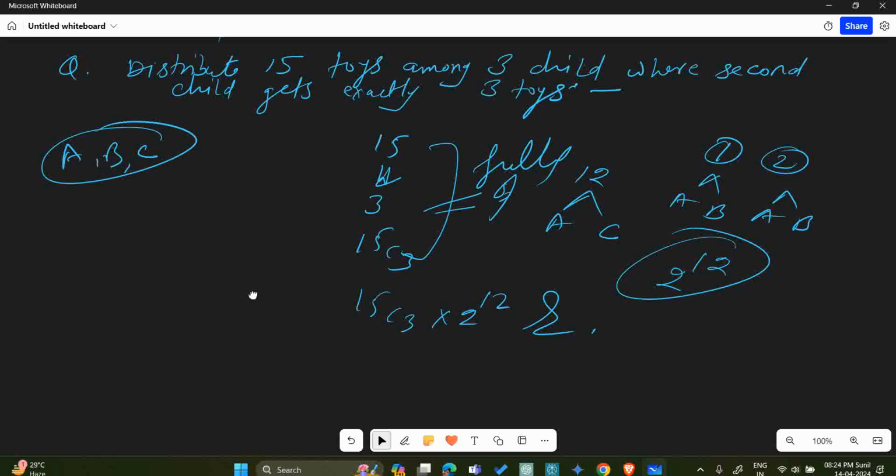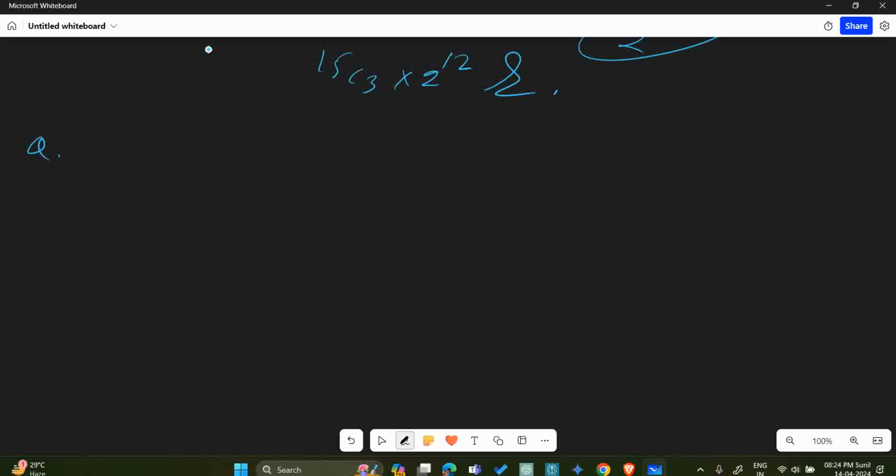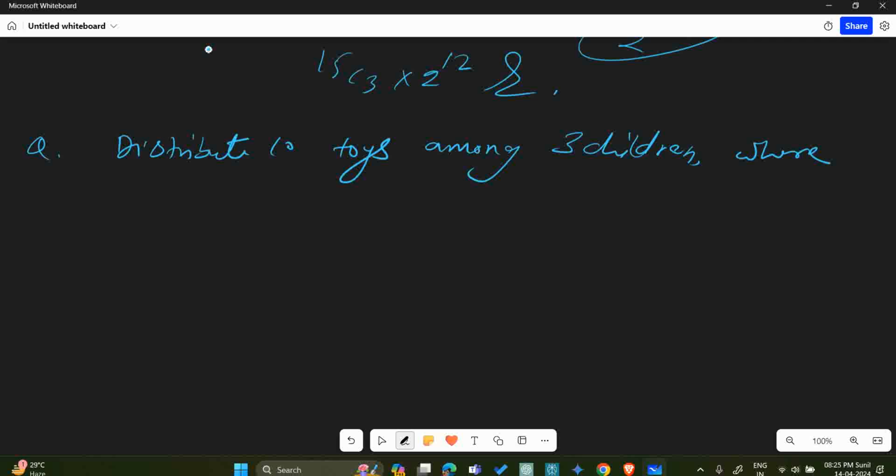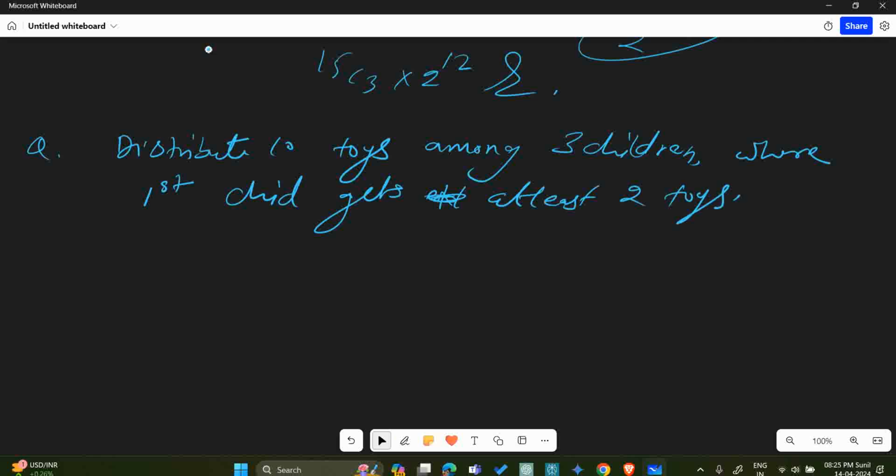The next question we will discuss is: distribute 10 toys among 3 children, where the first child gets at least 2 toys. This is our question.